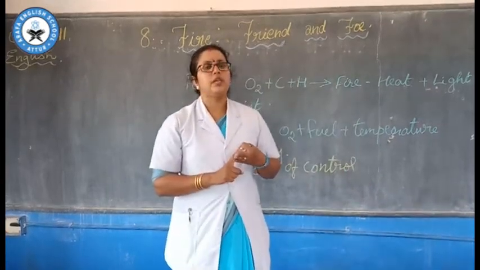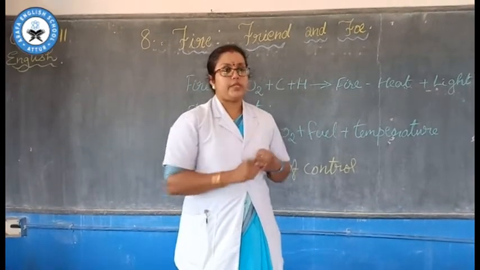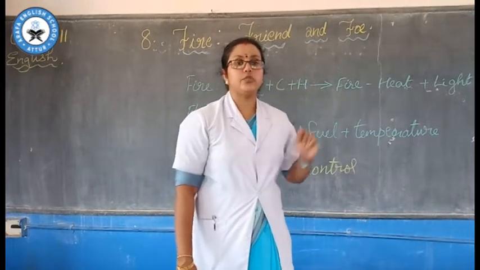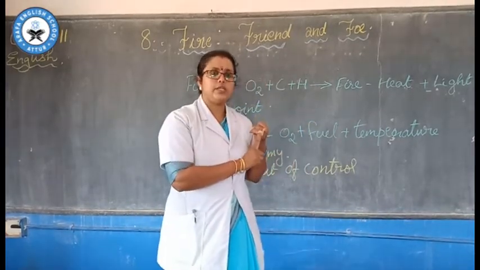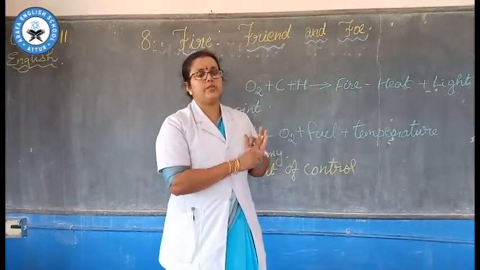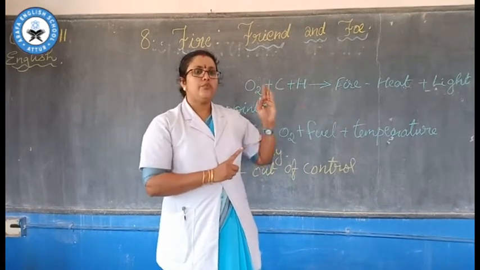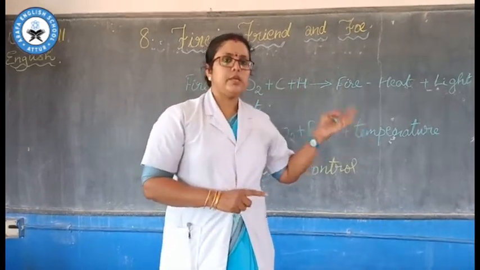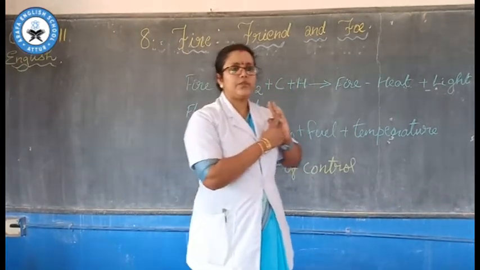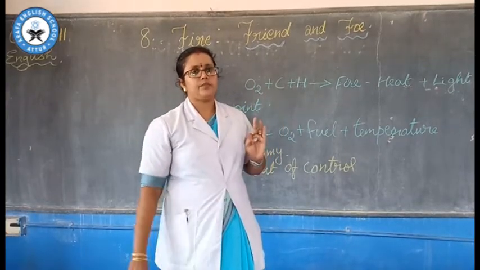Third, we should bring down the temperature, that is the flash point. So three ways to control fire are to cut off oxygen, remove the fuel and bring down the temperature. So though fire is dangerous, it is clearly understood that if we have control on all these three, it can be a friend.